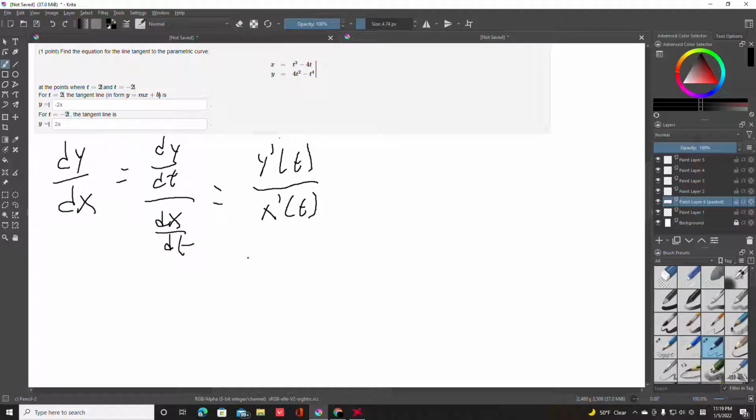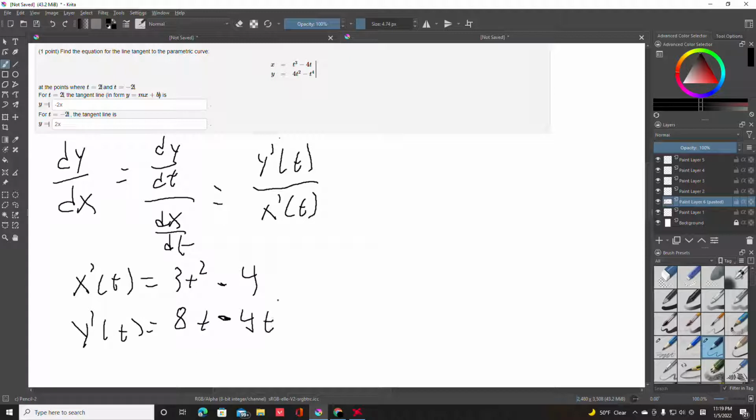Now everything here is simple. We first have to take the derivative of x. So x is equal to t cubed minus 4t, and x prime of t is equal to 3t squared minus 4. And we do the same for y. We get 8t minus 4t cubed.